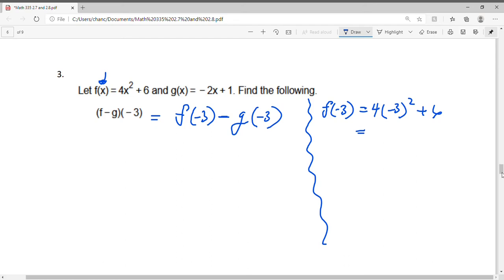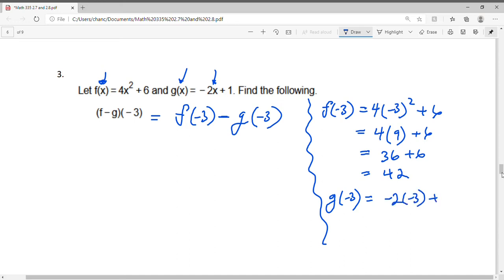I can simplify that to 4 times 9 plus 6. 4 times 9 is 36. Plus 6, we get 42. G of negative 3 would be equal to plugging in a negative 3 for g of x. That's negative 2 times negative 3 plus 1. That becomes 6 plus 1, or it is equal to 7.